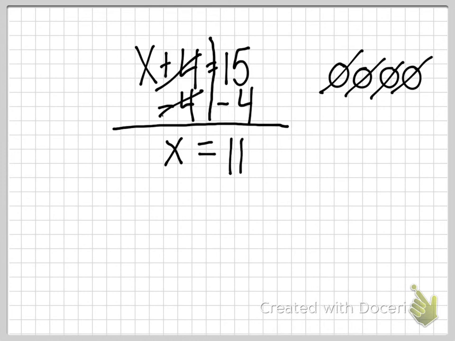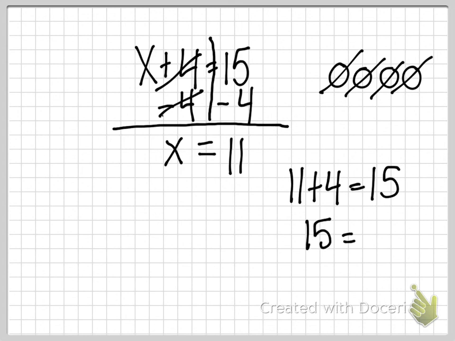Now the beautiful thing about algebra is that I can always check my work. Now you might be asking, how can I check my work? And the easy answer is that you just put this x equals 11 into the equation that I was given. So I'm going to put 11 where I see an x, and I'm going to see if my two sides are equal. So I'm going to write 11 plus 4 equals 15. If I add 11 plus 4 and I get 15, which I do, I know I did my equation correctly.